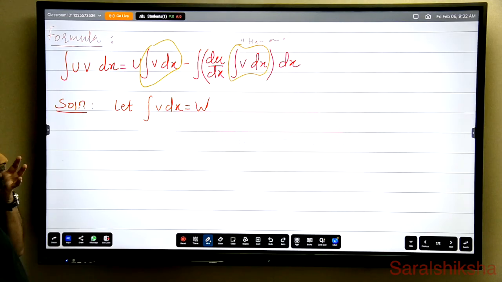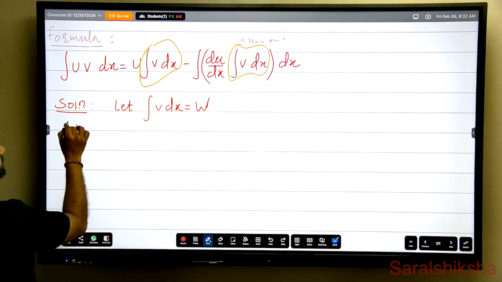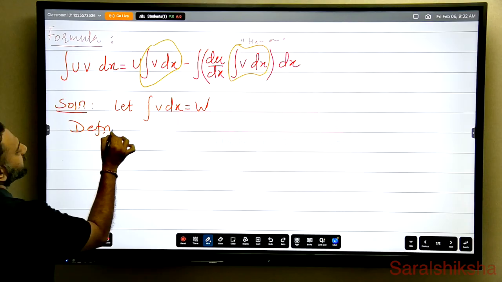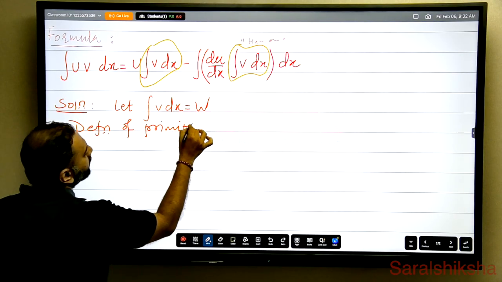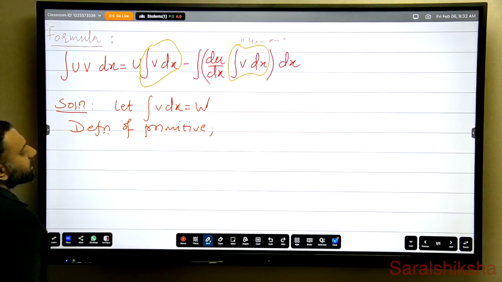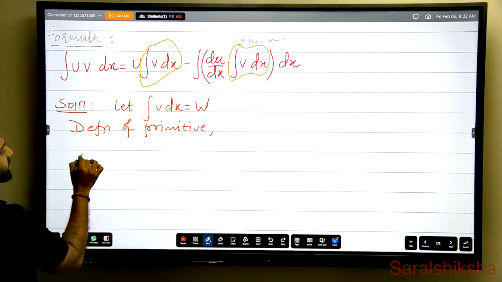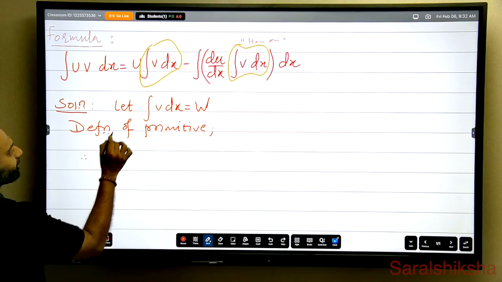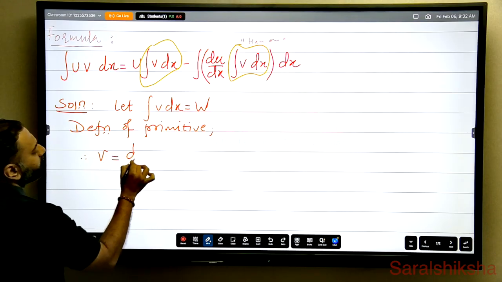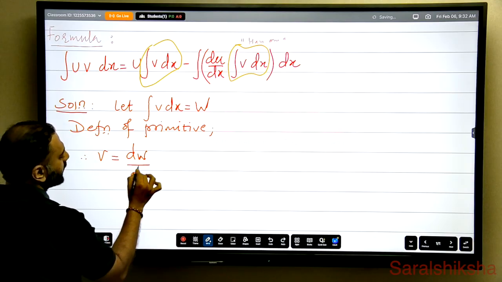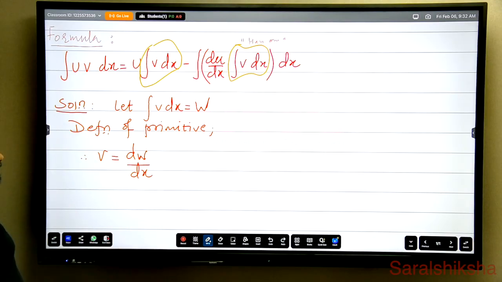Now let us understand the definition of primitive. What is the definition of primitive? When integration changes the side, it becomes a derivative. Therefore, here the integral dx will change the side, it will become v, and we will get dw by dx.